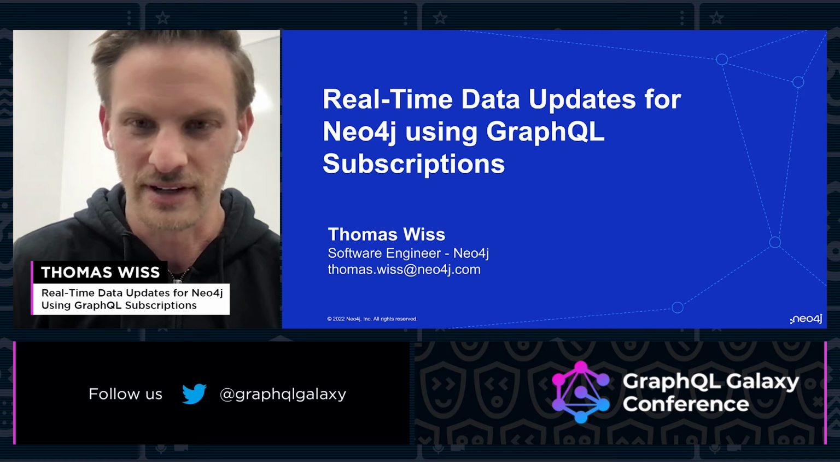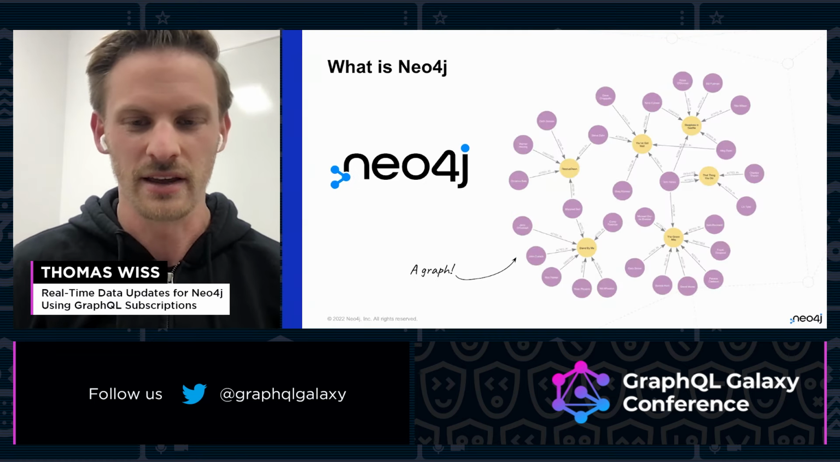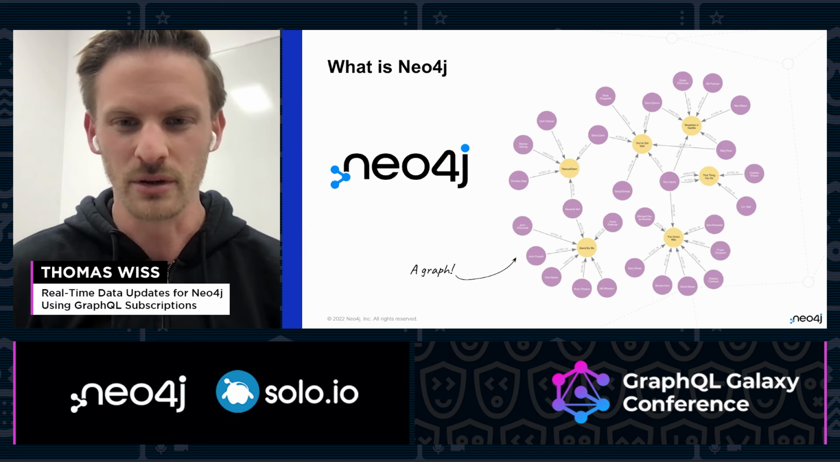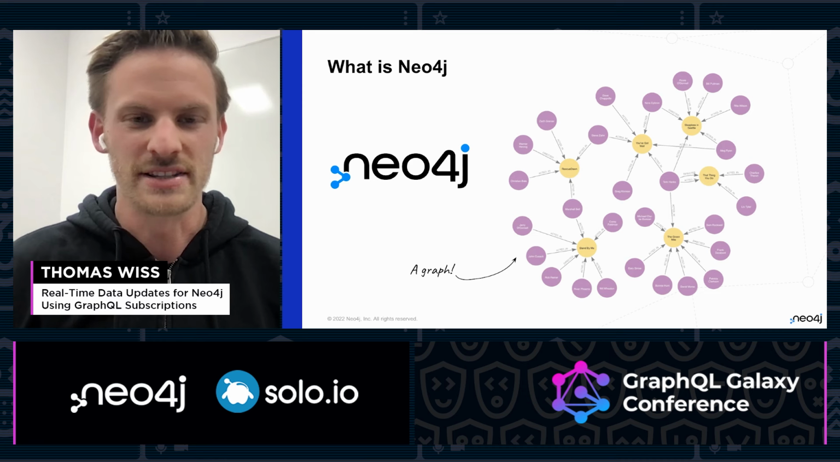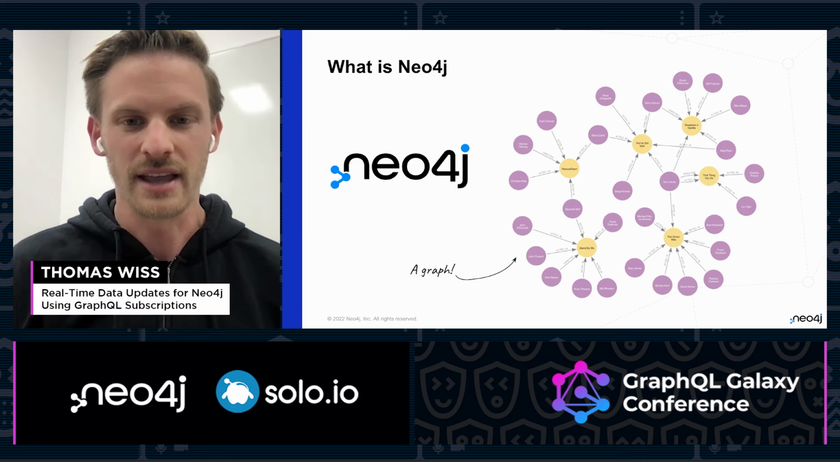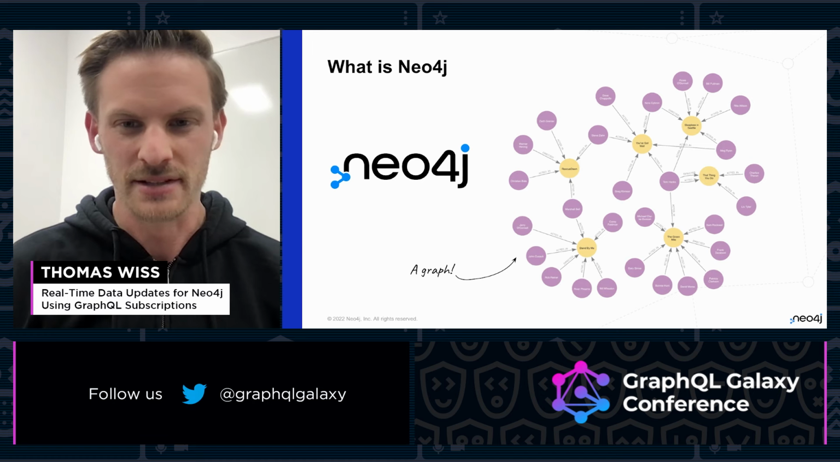But first things first, right? We have to talk about the database that we use, and it's Neo4j. And Neo4j is also a company, but mostly known for its database. A database that can actually scale very heavily, and it doesn't have any schema. All you need is nodes and relationships, which form a graph.